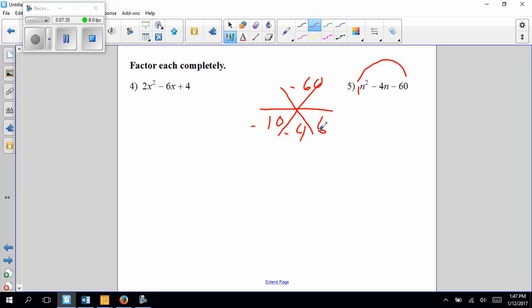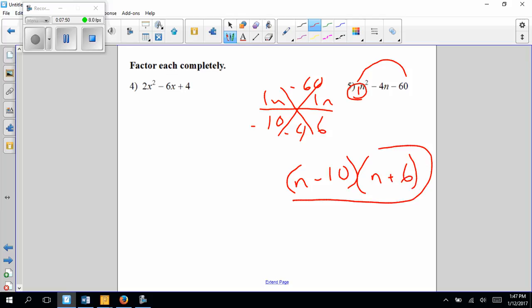All right, so then I see that my a term plus the variable is a 1n, so I write my 1n on both those. So I just get n minus 10 and n plus 6. There you go. Got it. Okay, so that is factoring. Again, if it said solve, you would put equals 0, and you'd do n minus 10 equals 0, and n plus 6 equals 0.